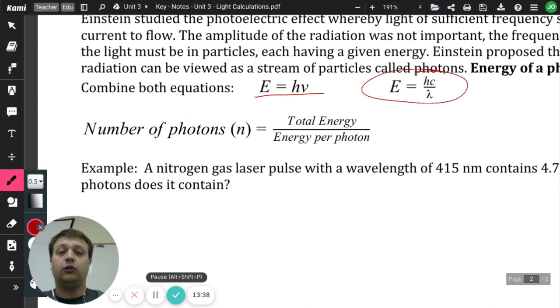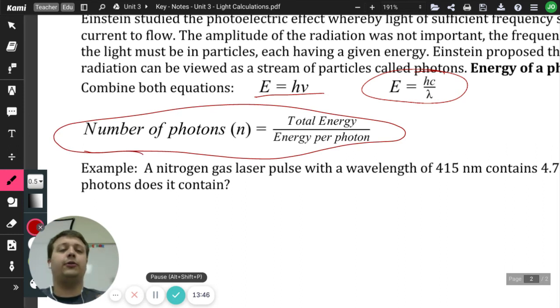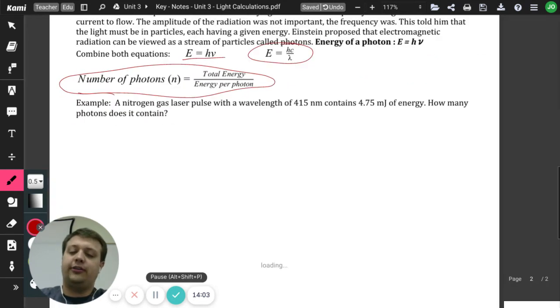But sometimes we're not looking for a single photon. We want to know how many photons we actually have. And so this would be the formula that we use for the number of photons. Basically, the number of photons, which we would use as N, equals the total energy divided by the energy per photon. So we can solve for the energy per photon and then divide that into our total amount and get the number that we have. Okay? So here's an example of that.